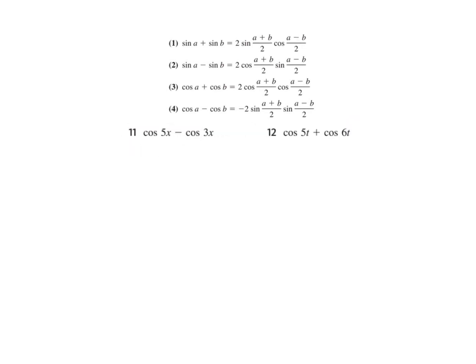All right. Number 11, cosine minus cosine. This will be number 4. So negative 2 sine of both of those added together, 8x over 2, and times the sine of the difference, 2x over 2. So negative 2 sine of 4x times the sine of x.